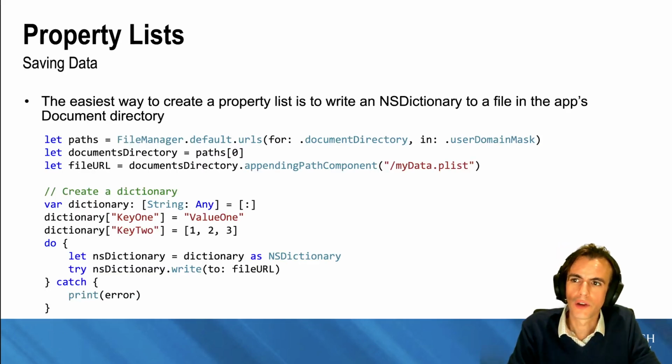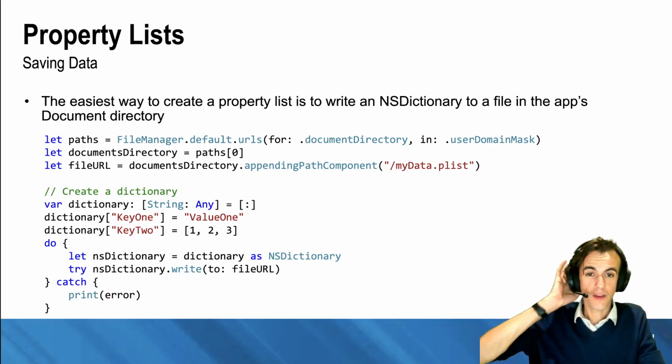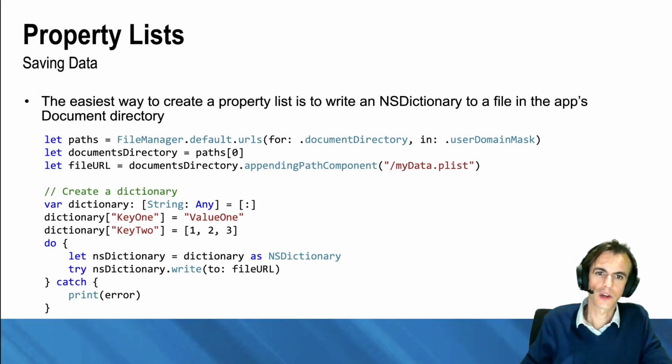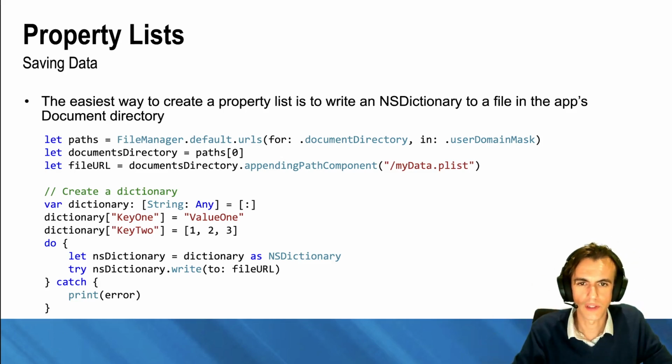Okay, so let's have a look at an example of how we would save data into a property list. So we basically write, say, an NSDictionary into a file and put it in the app's document directory. So every iOS app has a document directory, and there's different types of directories. As I said in my previous video, there's a cache directory, there's a document directory. You can put temporary things in the cache folder, and you put user data in the document directory.